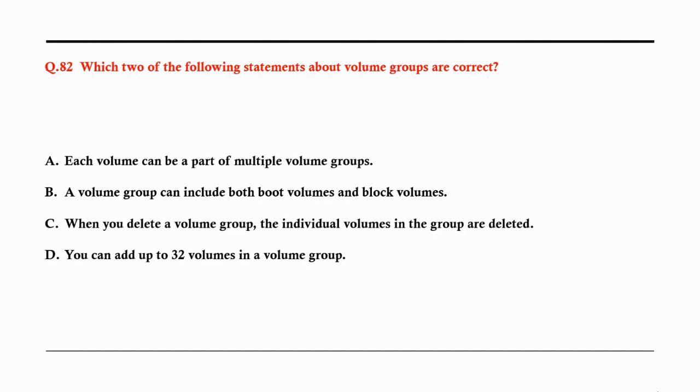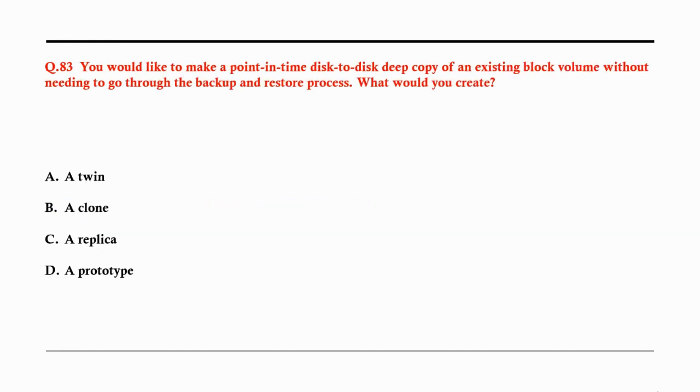Question 82. Which two of the following statements about the volume group are correct? The correct answer is B and D. B stands for a volume group can include both boot volume and block volume. And D, you can add up to 32 volumes in the volume group.